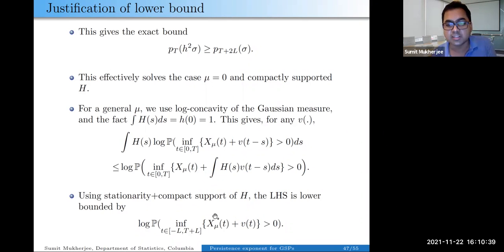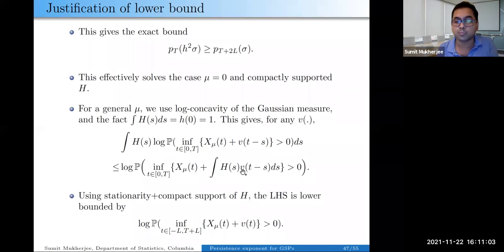Now this quantity is free of h s, so I can take this outside. So I have this as a lower bound to the left hand side, and this is my upper bound. And now I can cancel the two logs. So I have this quantity less than this quantity, and this is pretty much it. I'm comparing two persistence probabilities with varying functions.